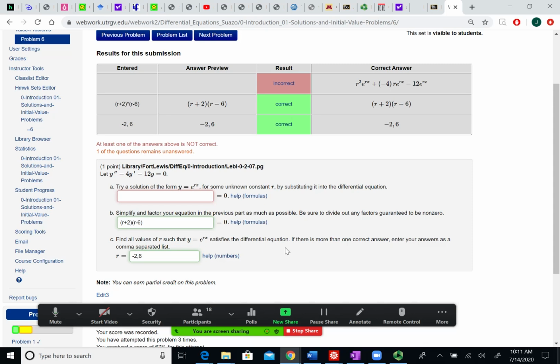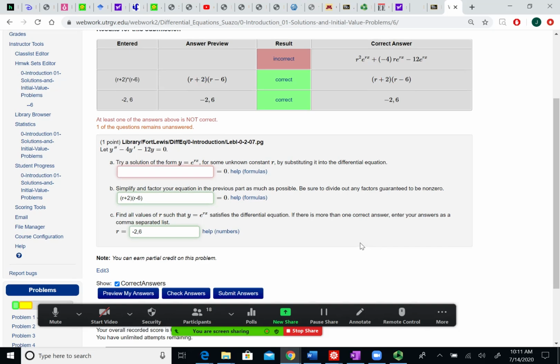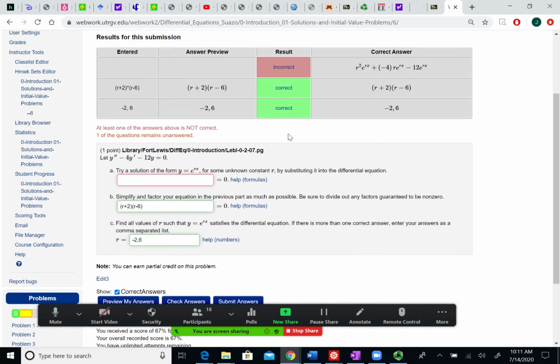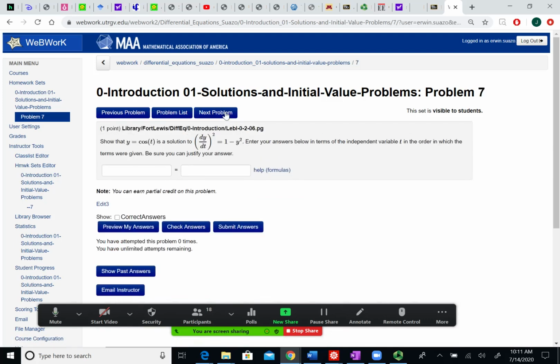Okay? Yes or no? Oh, okay. So we can keep going, right? So you just plug in this. Okay, so let's see what other problem we have here. I mean, that one is easy.